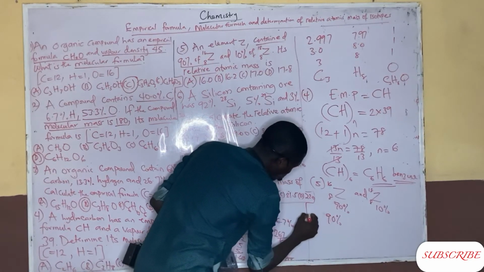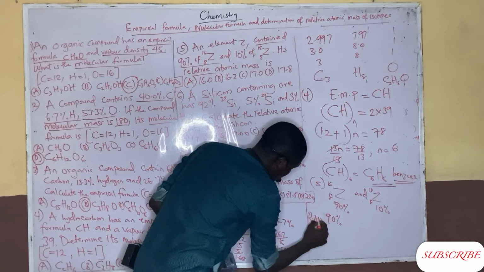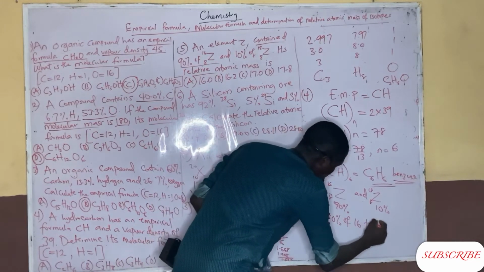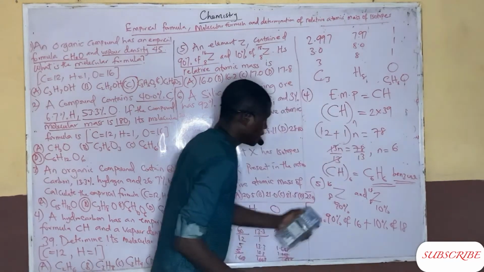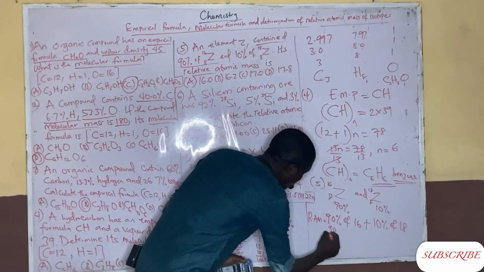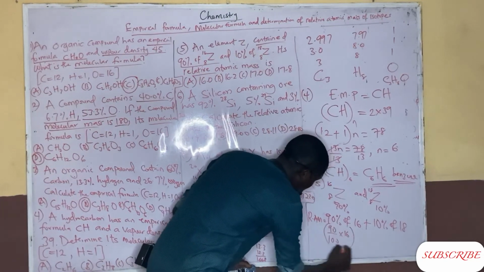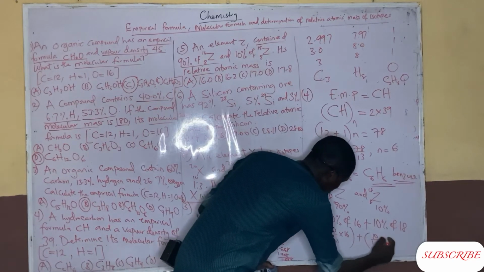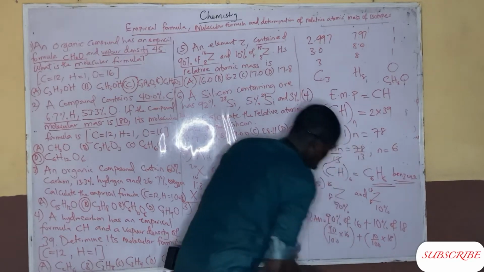So the relative atomic mass is equal to 90% of 16 plus 10% of 18, of the mass number. Meaning that I'm going to multiply 90 over 100 by 16, in bracket, plus 10 over 100 times 18. I'm going to press it at once.